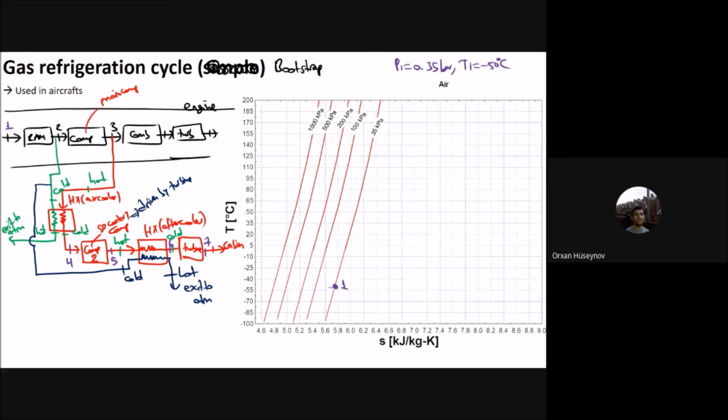This one is 0.1. 0.1 increases by ramming action to 2, and from 2 it increases to the value of 3. P3 is 200 kilopascal. Then from 2 to 3 you have the first compressor. Then the pressure drops, so the temperature drops actually. This one is 0.2, 3, and this one is 0.2. This is the direction it moves.